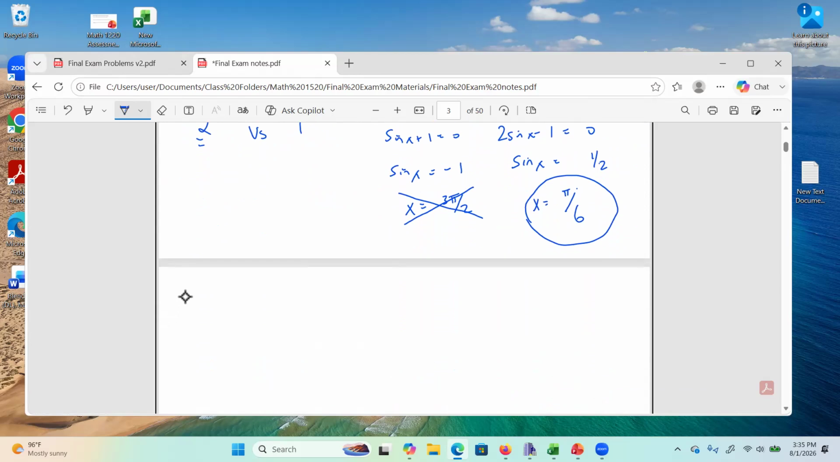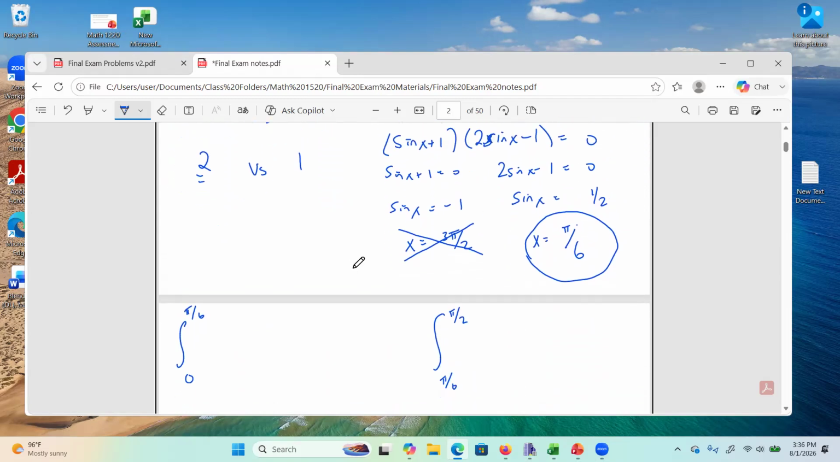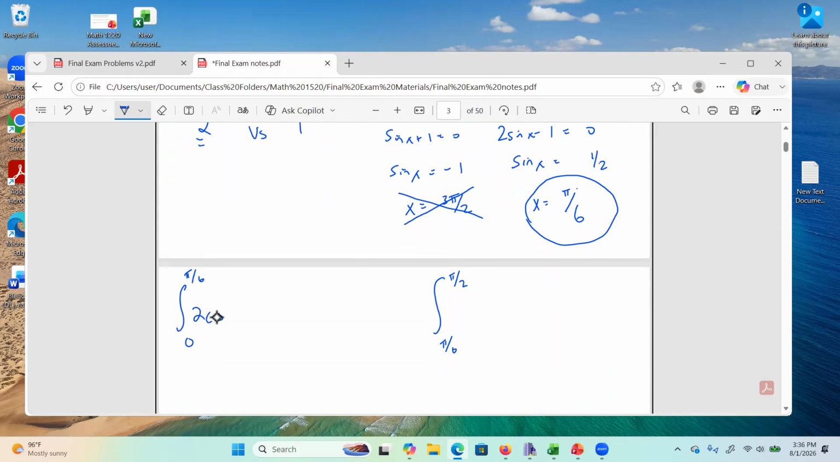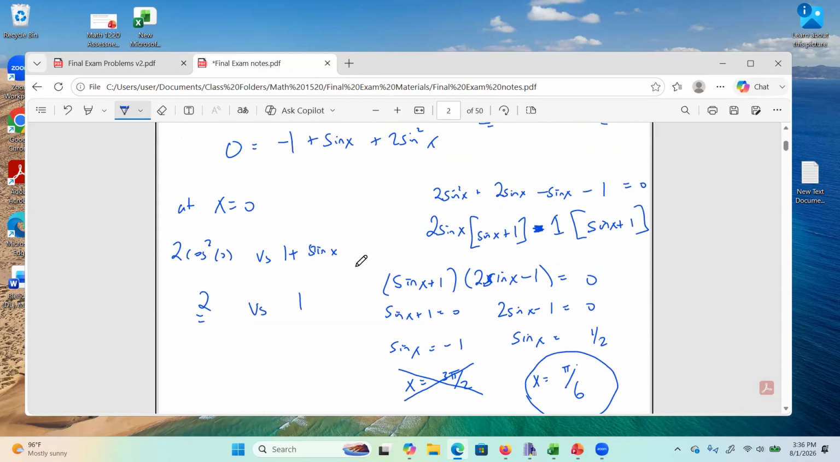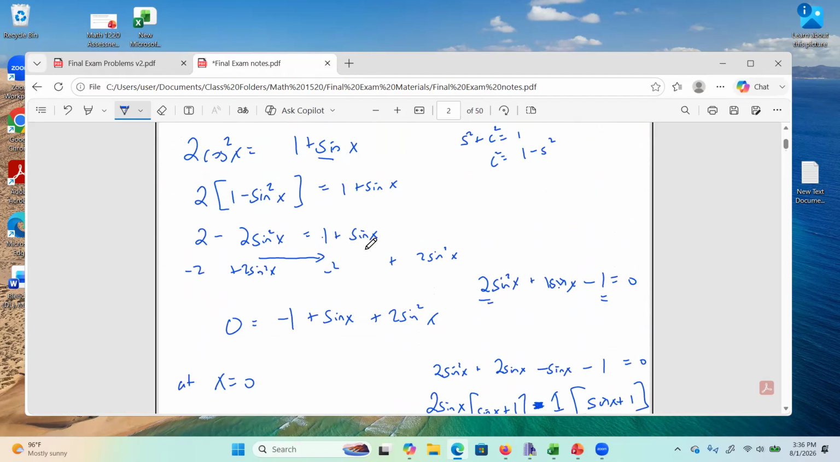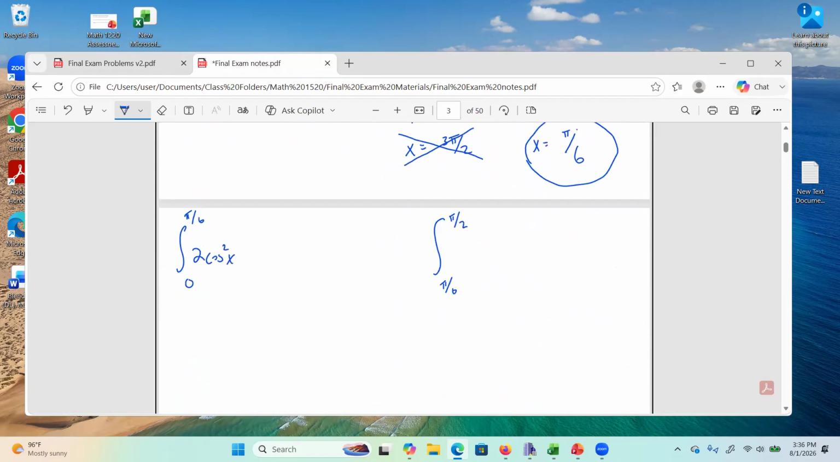So what we're going to do is break this up into two different intervals. We've got 0 to pi over 6, and then we've got pi over 6 to pi over 2. What are we actually doing here? We have 2 cosine squared x minus parentheses 1 plus sine x. Here we're going to have 1 plus sine x minus 2 cosine squared x. So we're not quite there yet.